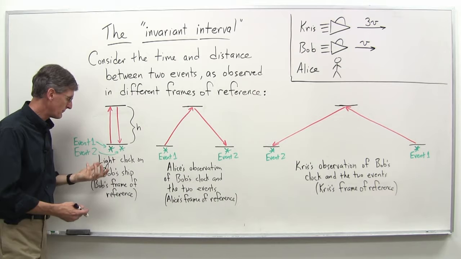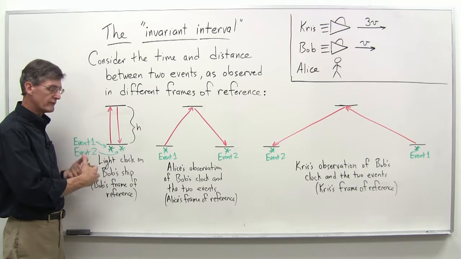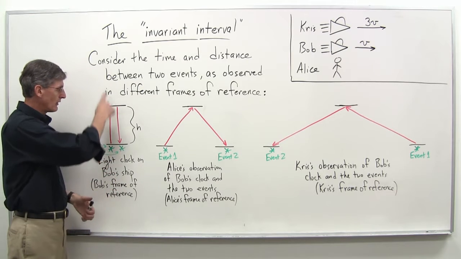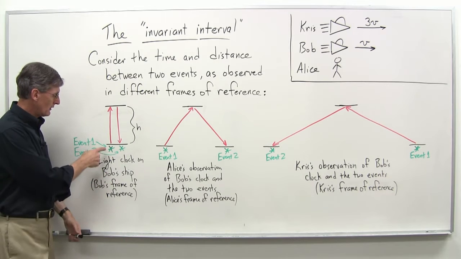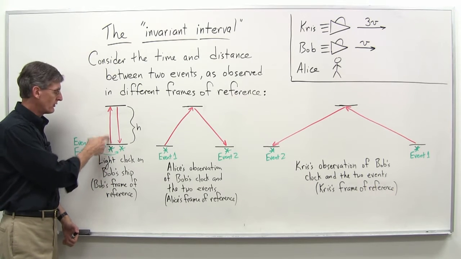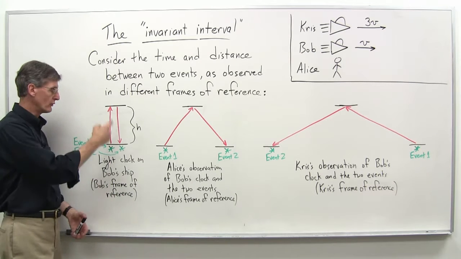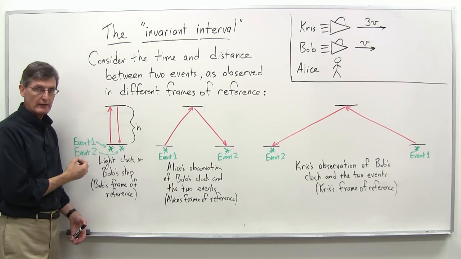On Bob's ship, we're going to look at a light clock that he has, and from his perspective, of course, he's just stationary. He sees the light clock bouncing up and down. And the two events we're going to consider are when that light pulse starts going up, so maybe a little flash of light will indicate, hey, the light pulse is going up, hits the top mirror, and then comes back down again and hits the bottom mirror, and that will be event 2.